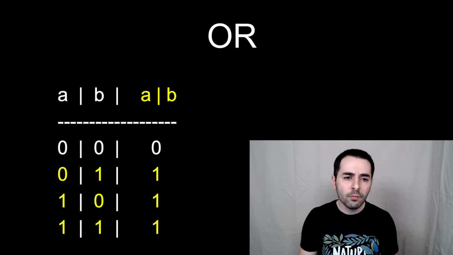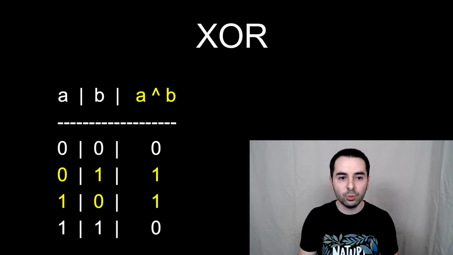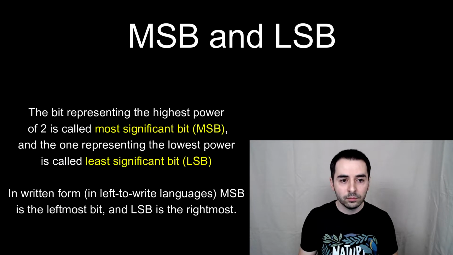OR is defined as 1 for the positions where at least one of the numbers has 1, and if both have 0, then it's 0. Exclusive OR gives you 1 only when just one of the numbers has 1 in that position. So if both are 0 or both are 1, it gives you 0. So those are the binary operators.